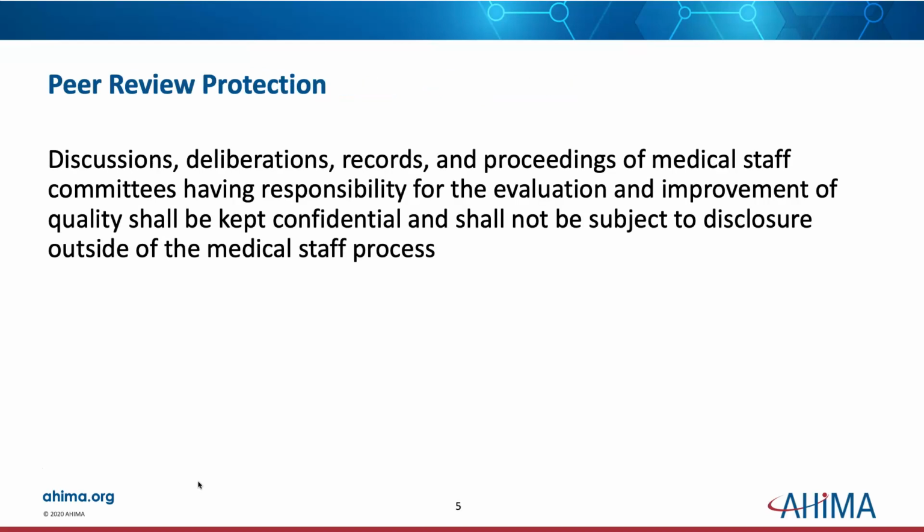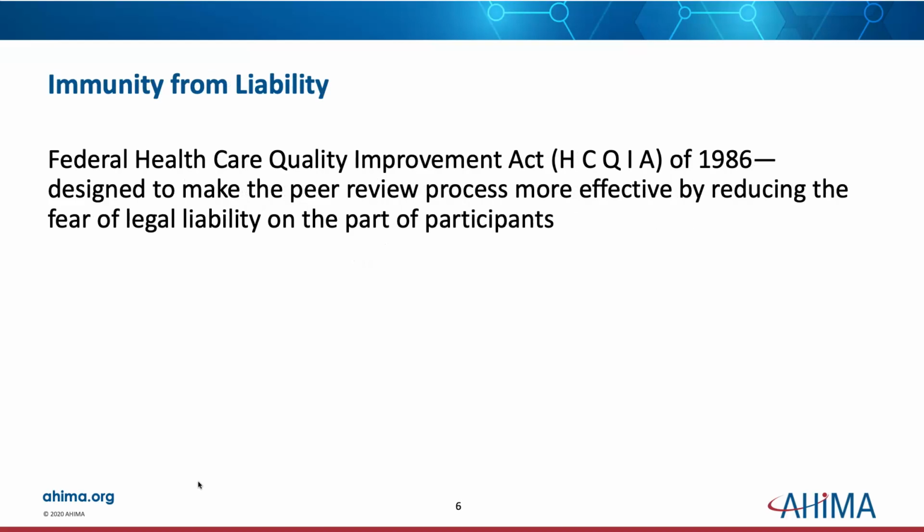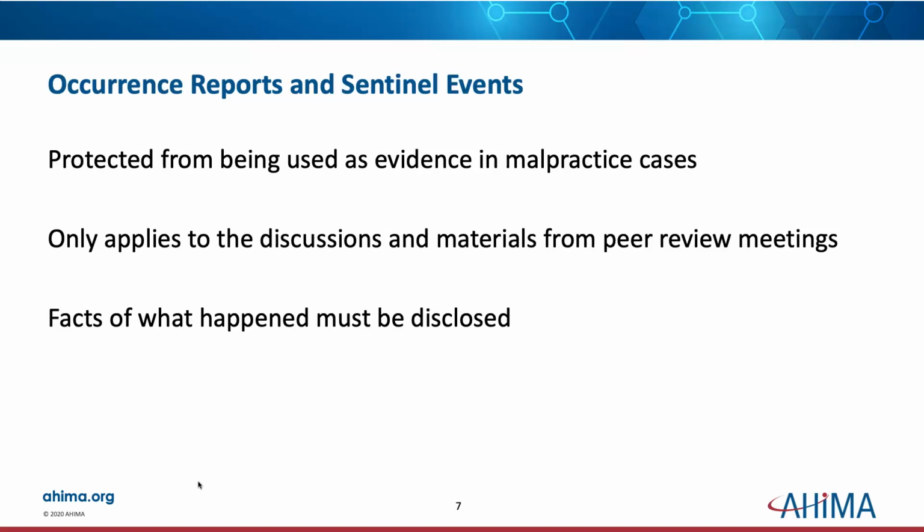Peer review is protected, and in most cases it is, and you want to keep it that way. So everything has to be super confidential and maintained, and it has to have that on every document that it is peer review, it is confidential, it is attorney-client privileged, that kind of information. The Federal Healthcare Quality Improvement Act of 1986 made the peer review process more effective because it made it immune from liability. And so that was really important. You can take a look at your textbook for more information on that.